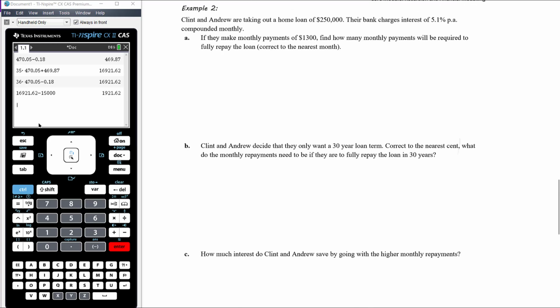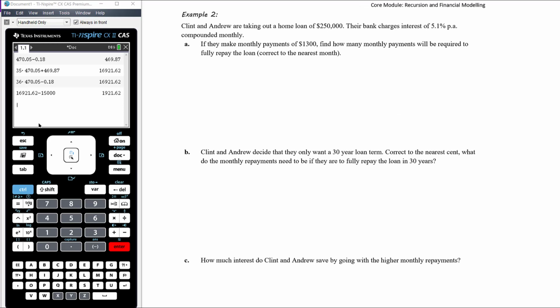Example 2. Clint and Andrew are taking out a home loan of $250,000. Their bank charges interest of 5.1% per annum, compounded monthly. Part A. If they make monthly payments of $1,300, find how many monthly payments will be required to fully pay the loan. So N is the unknown quantity here.